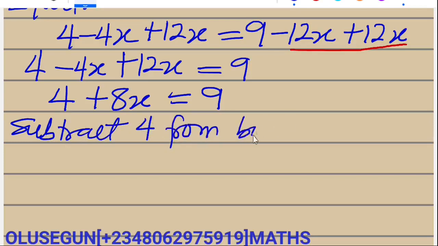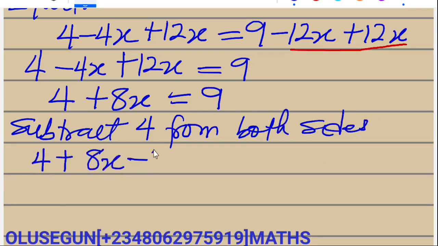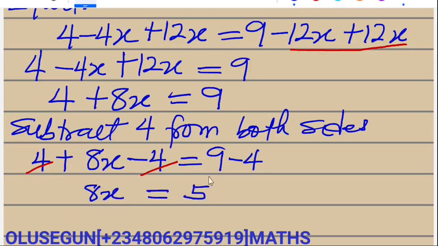In subtracting 4 from both sides, we have 4 plus 8x minus 4 is equal to 9 minus 4. This is just a very good step to collecting like terms. You are able to see that the 4 and the minus 4, by the time you add them together, will become 0. You now have 8x is equal to 5.